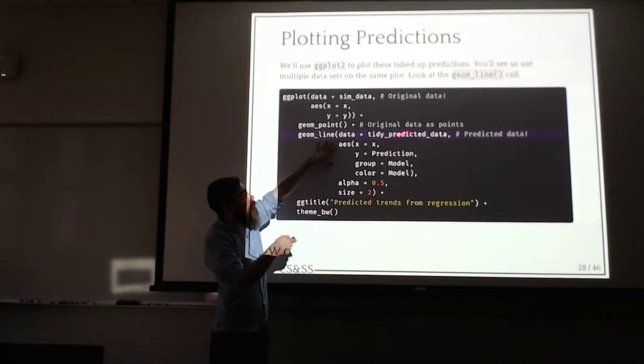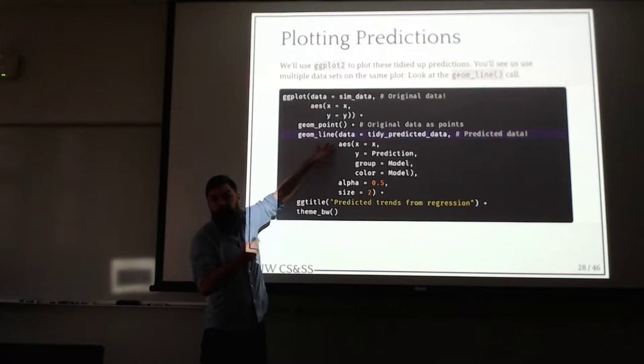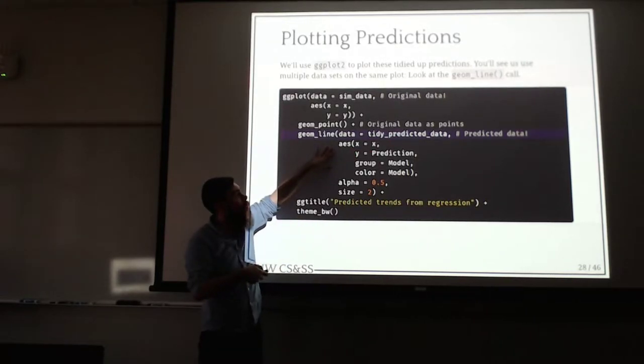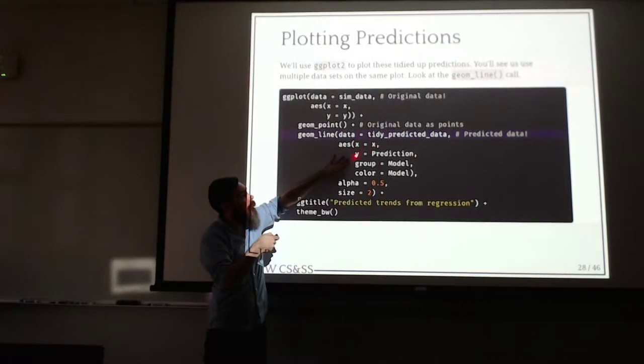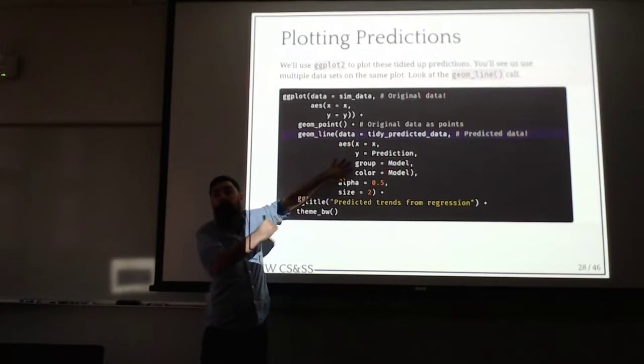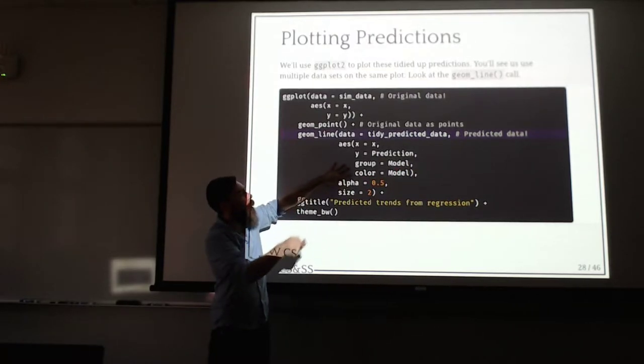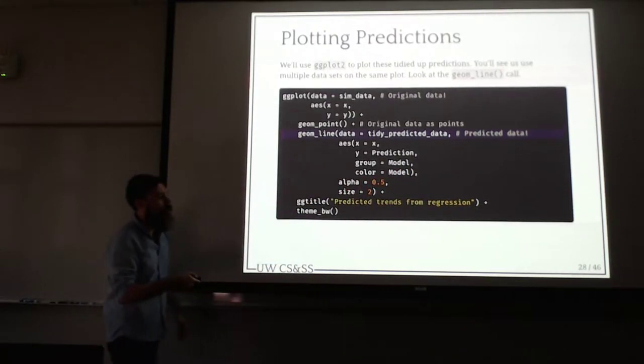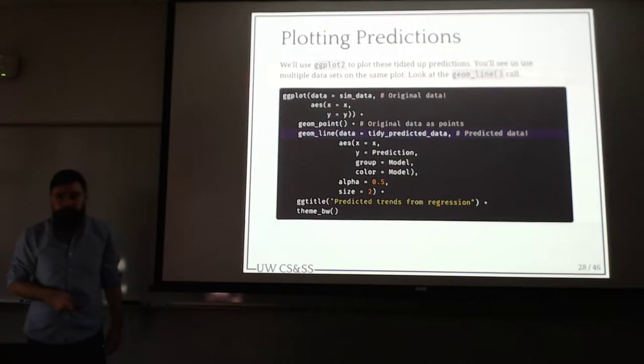I'm saying data equals tidy predicted data because I want to draw lines for my predicted data. AES, X equals X, Y equals prediction. I'm going to group them on model. With a geom line, that means all the predictions for a single type of model will all be connected by a line. I want to color them by the model. I'm going to make them partially transparent, and I'm going to make them a little big.